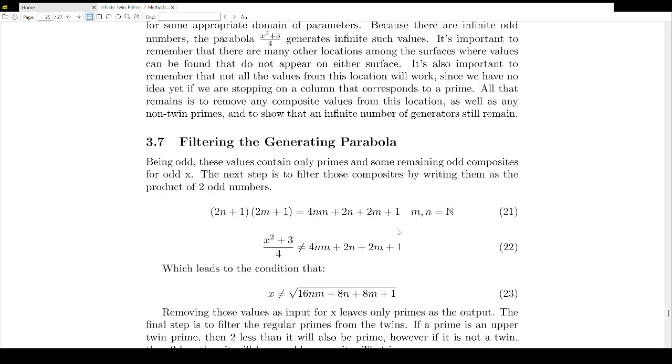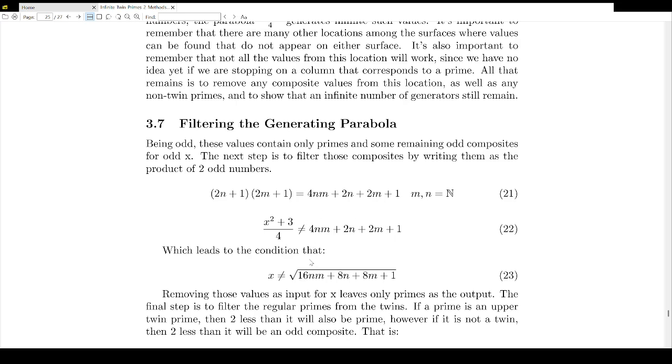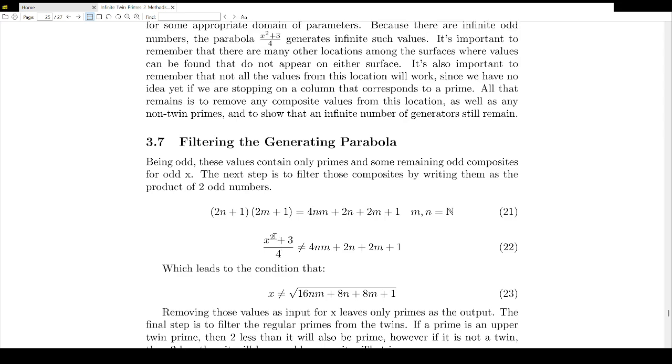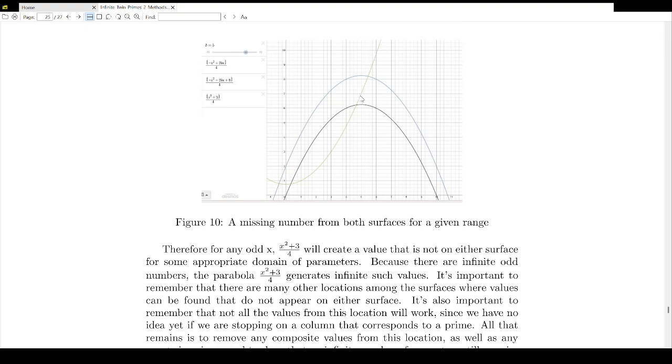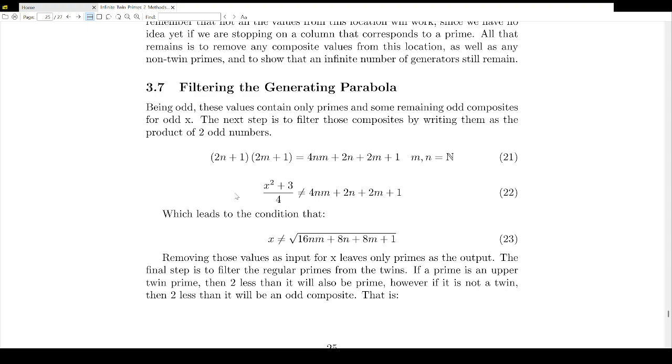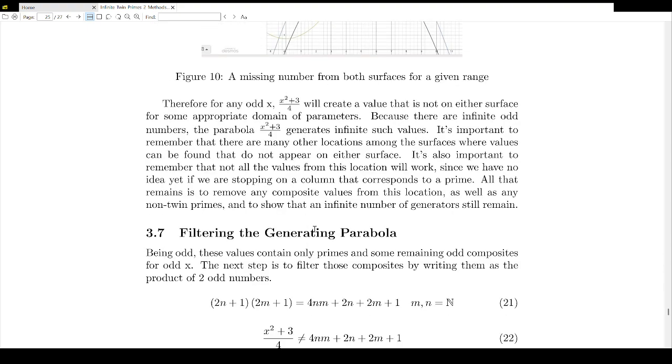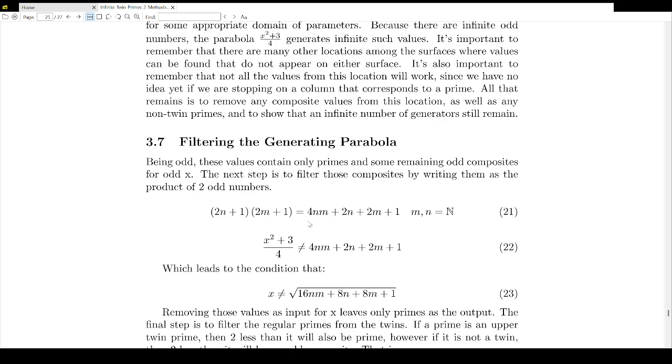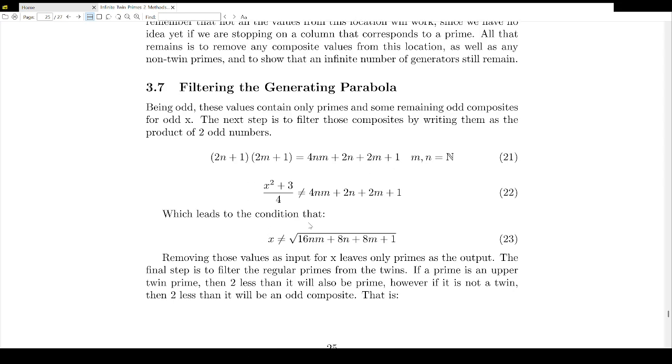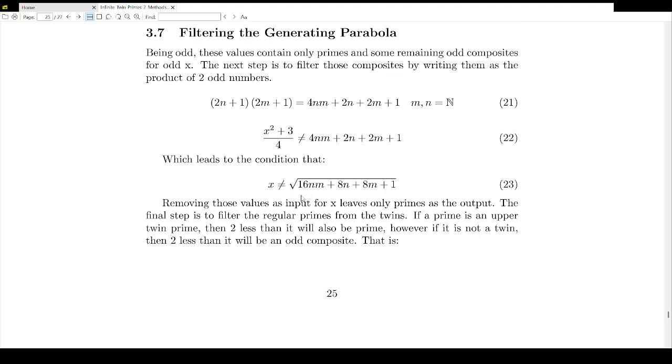So here we use the trick that we were using from the first video anyway, or something very similar to it. Here we're saying we want this parabola, the values that it outputs, and again, when x is odd, we know they're going to be odd numbers. In this case, we already showed that with how we're choosing values. It's always going to choose just this odd number between our parabolas. But we want this value to be prime. And so we don't want this parabola, this x squared plus 3 over 4 parabola, our selector parabola, to equal an odd composite. This number here represents odd composites. Which leads to the condition that, when you solve for x here, you get this condition on x: x cannot equal the square root of 16nm plus 8n plus 8m plus 1.